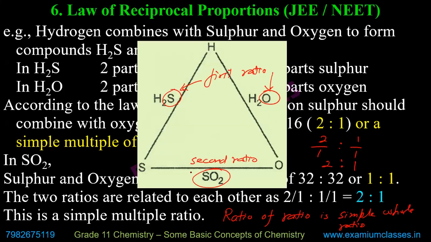So there will be again some ratio of sulfur and oxygen when they combine themselves. So the ratio of this ratio to this ratio will be a simple ratio. That's what I am saying. Is that clear? And that's how you will be able to answer these questions in competitive examinations. And questions will be slightly tricky, not just straightforward.